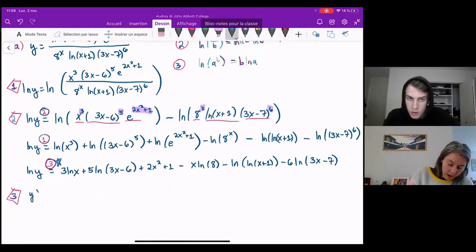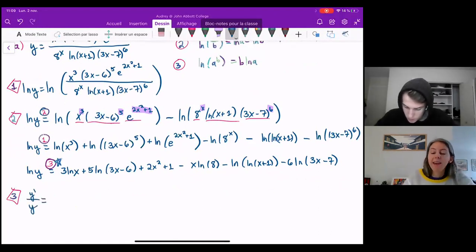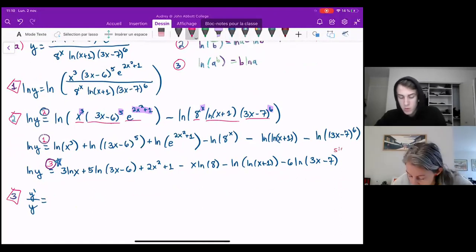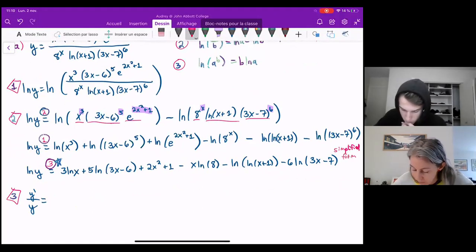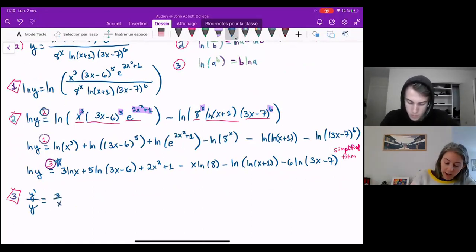So I'll have y prime over y is equal to, and now my derivative rule tells me, so this is my simplified form. I just want to make that clear. This is the simplified form. I haven't taken any derivatives yet. Now I'm doing g prime over g for my logs. So this is 3 over x plus 5 times 3 over 3x minus 6 plus 4x plus 0.